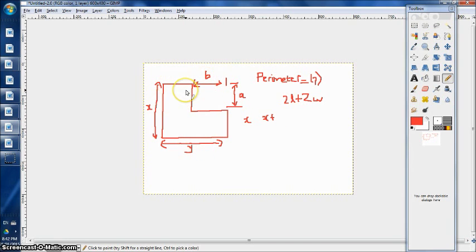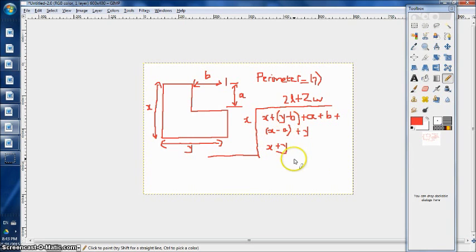So you have X plus this space over here, which is Y minus B. So Y minus B, plus A, plus B, plus X minus A, plus Y. So let's add these together.